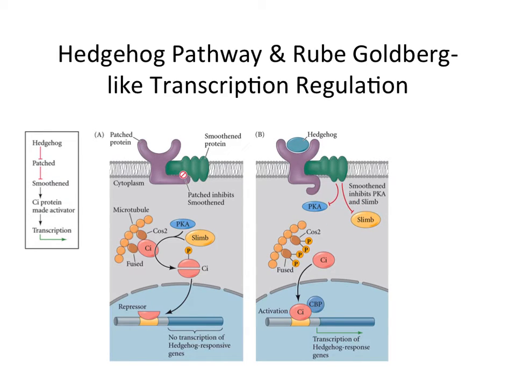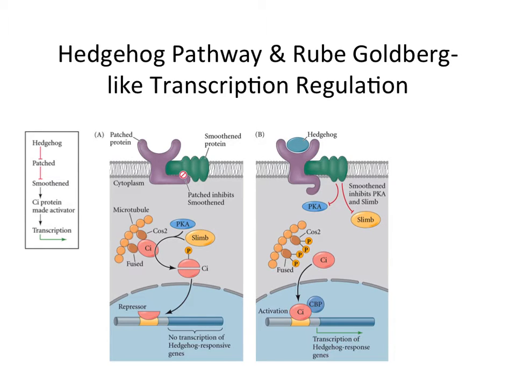What happens when Hedgehog's not there, just by looking at the picture? How is this different when one cell is not sending Hedgehog to another cell? What does Patched do? It binds tightly to Smoothened, and it represses it. So here's step one of the Rube Goldberg-like machine. If one cell wants to communicate to another cell, it sends this protein, Hedgehog. Hedgehog binds to Patched. Patched releases the protein Smoothened. So these two proteins no longer bind to each other. Smoothened goes out and removes the protein activity of two proteins, PKA and Slimb.